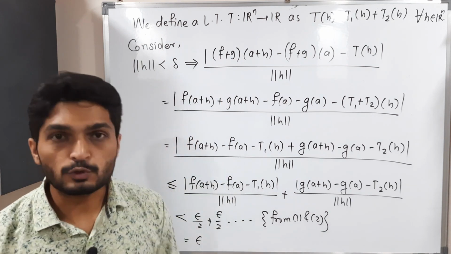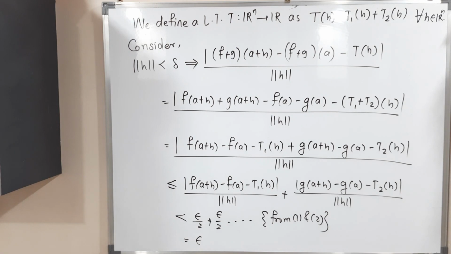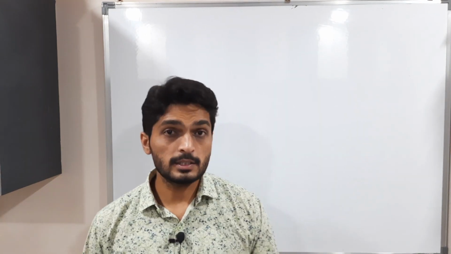There is no more space to write, so make a screenshot of it. After that we will go further. So in this way, using the epsilon delta definition, we proved the function f plus g is differentiable at a.